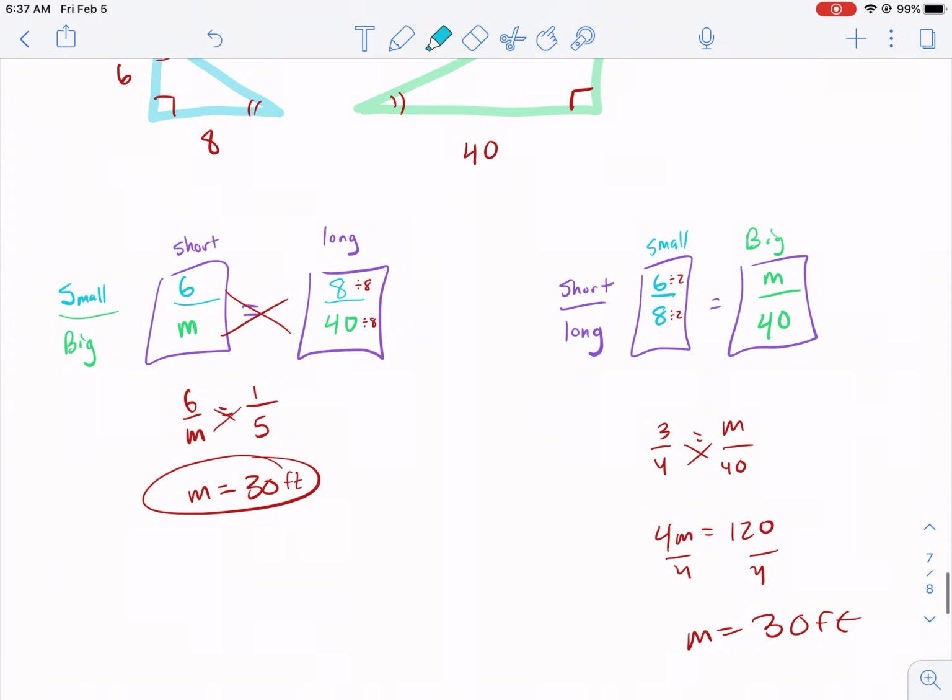So understanding this, let me highlight it. Understanding this, how you have top and bottom, left and right, top and bottom. If you can understand this component of proportions, everything else falls into place.